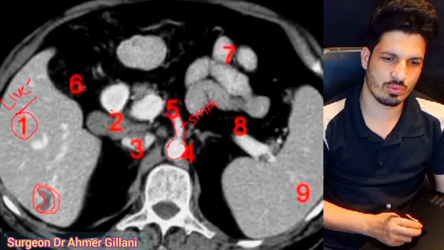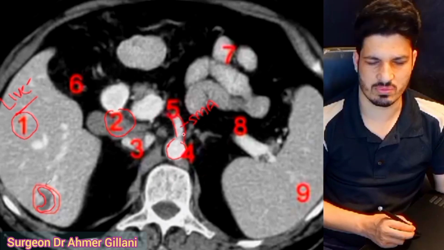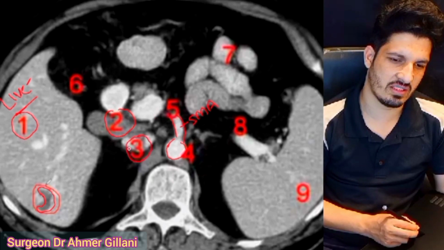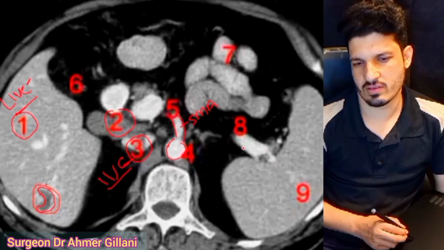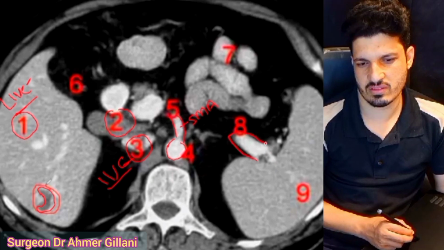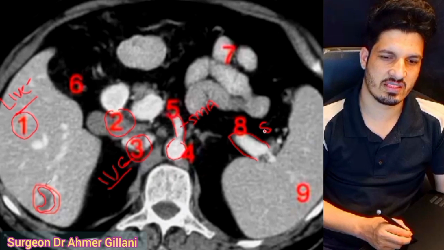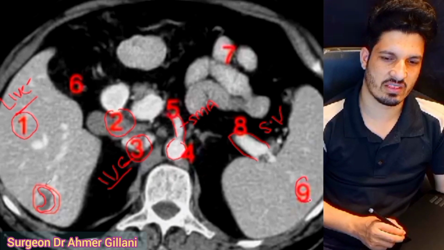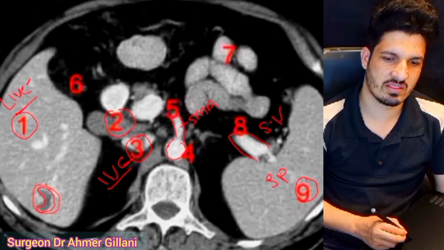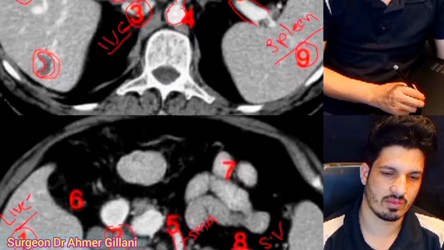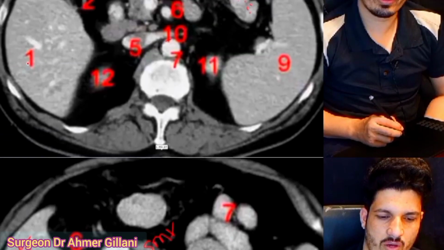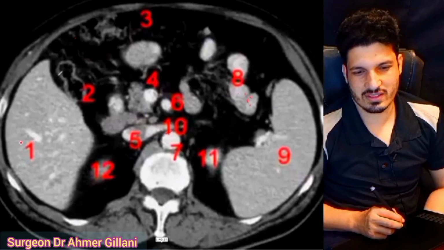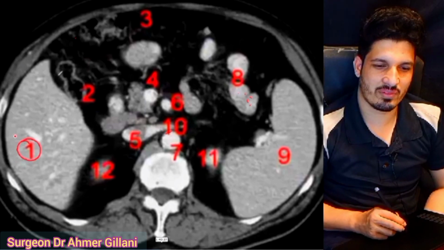And structure 2, they are the loops of the bowel, the small bowel. And structure number 3, it's important, it's IVC. And the structure number 8, exactly which I am marking now, this is the splenic vein. And structure number 9, this is spleen itself. One thing I was missing, exactly this point, this is the superior mesenteric vein. Okay.